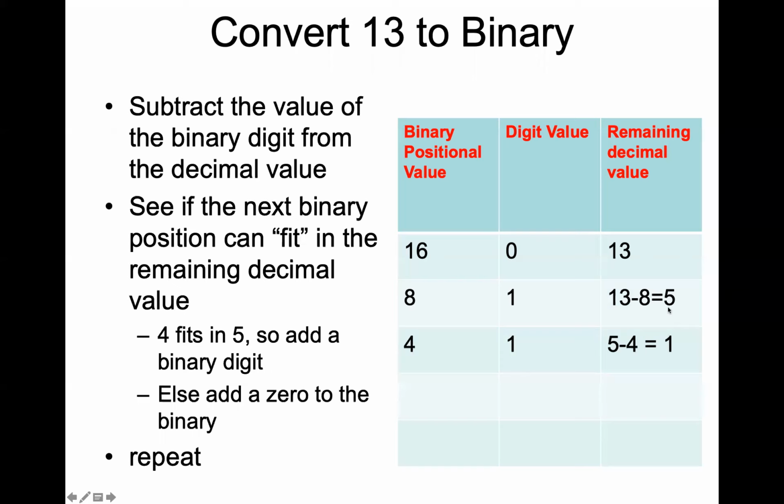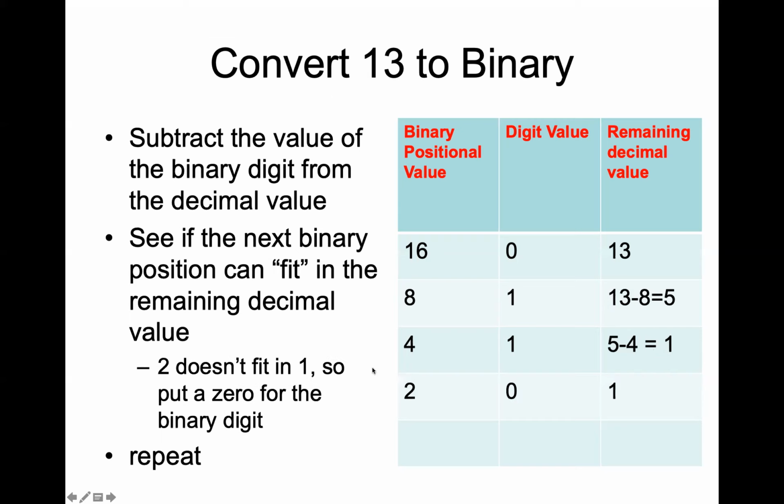Now we start the algorithm over again. The question is, what is the binary digit whose value is the largest but without being larger than 5? It turns out that's 4. So we put a 1 in the 4's place of the output binary number, and we subtract the value of this binary digit from n, so that gives us 5 minus 4, which leaves us with 1.